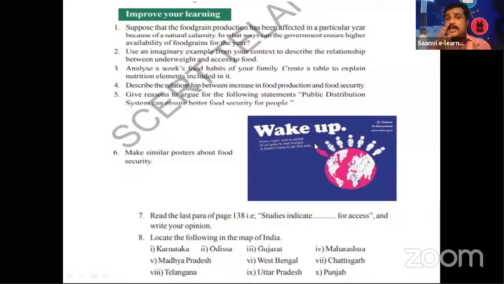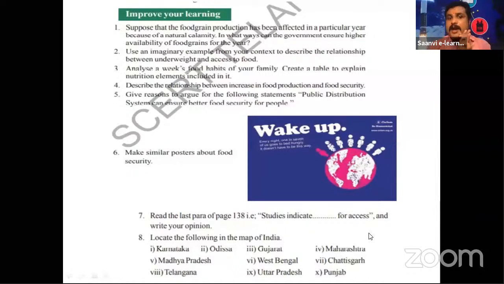Describe the relationship between increase in food production and food security. All the facts you have to remember when you write the answer for that question. Food production and food security, that relation. And give reasons to argue for the following statement: Public distribution system can ensure better food security for the people. A statement they have given. If you think it is a failure, you have to write that. What are the good, positive sides you find, you can write. So you have to write both, and make a similar poster about food security. If you want any changes, you can make that also.